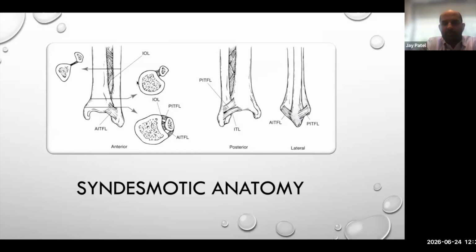This ligament complex is pretty robust. It's a combination of your AITFL, or anterior inferior tibiofibular ligament, your PITFL, so your posterior ligament, and then you have your interosseous membrane and inferior transverse ligament. This anatomy is a little bit similar to the forearm, which has similar protection as well.